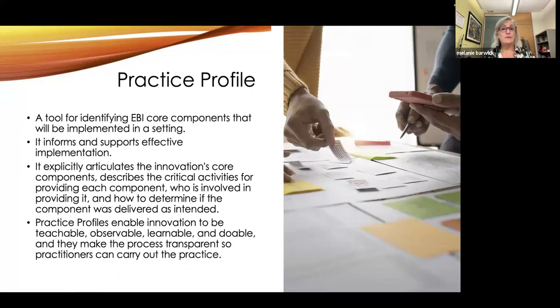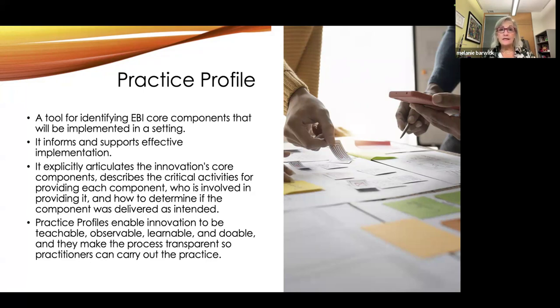One of the things we do and we've embedded in the tools we use to support implementation and practice is an exercise called the practice profile. It's a templated tool that is a place where you can identify the core components of your innovation and where the implementing organization can discuss and describe how is that going to be done here? How are we going to put that in place? What do we need to do to get there? Who's going to do it? And who's engaged in providing that core component? And how are we going to know it was done with fidelity? So having that laid out, it's sort of a map or a recipe for how the implementing organization is going to do the work of implementing your innovation.